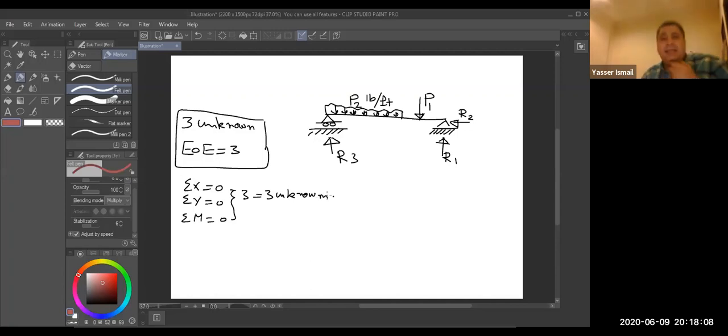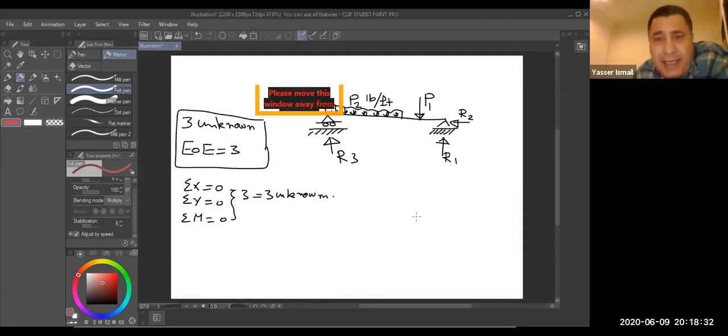Okay, this is the definition of how you are going to define whether this element or this structure system is statically determinate or statically indeterminate. Determinate, indeterminate. This is statically determinate. Okay. What about statically indeterminate? Let us have the same beam.